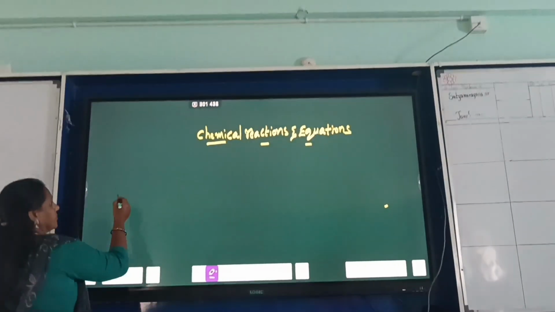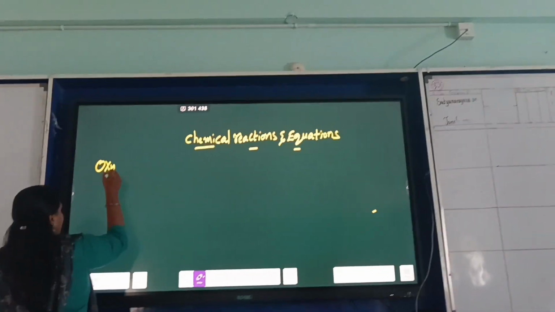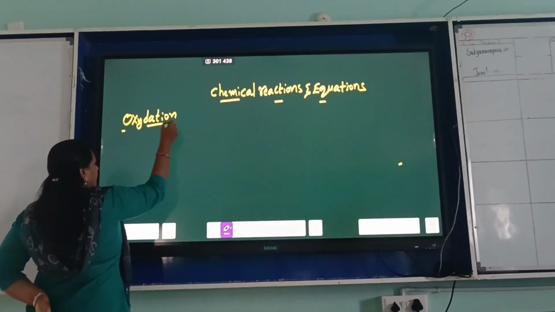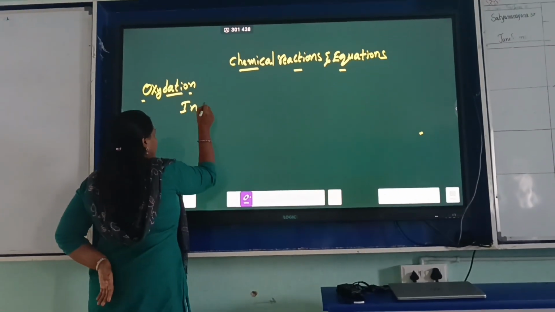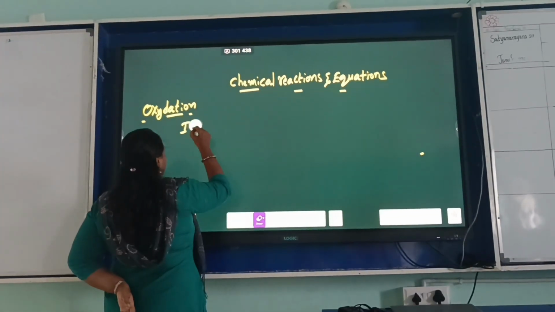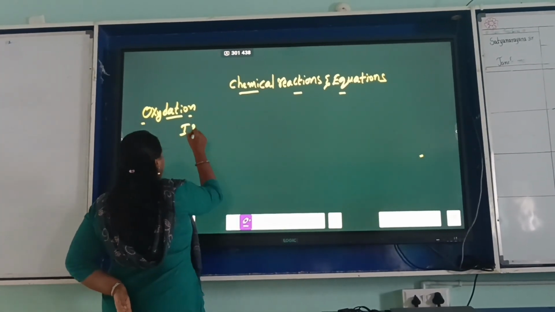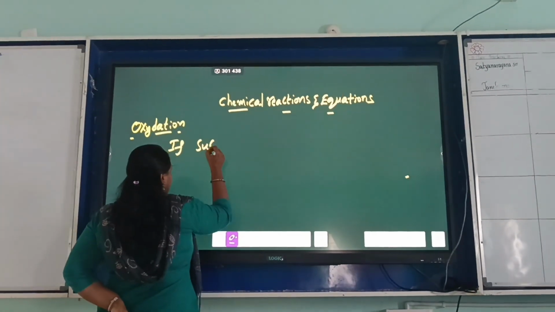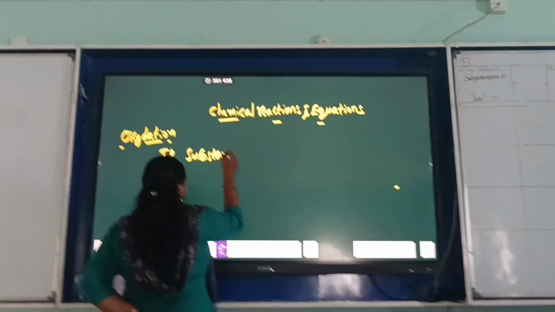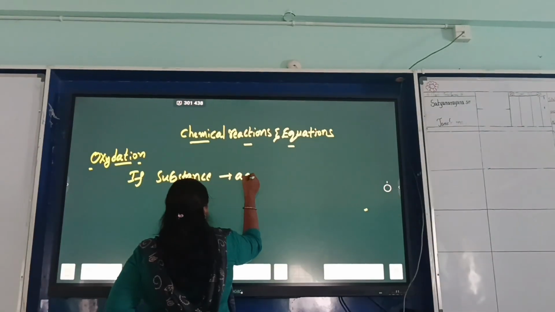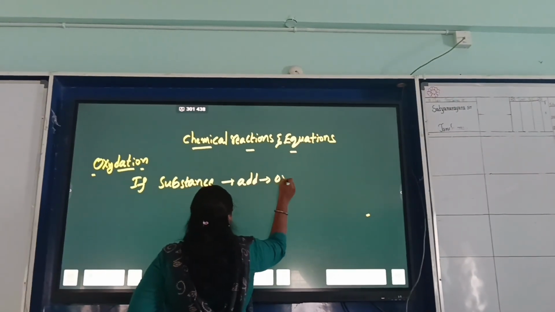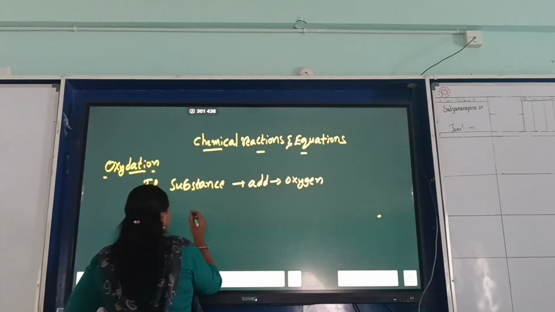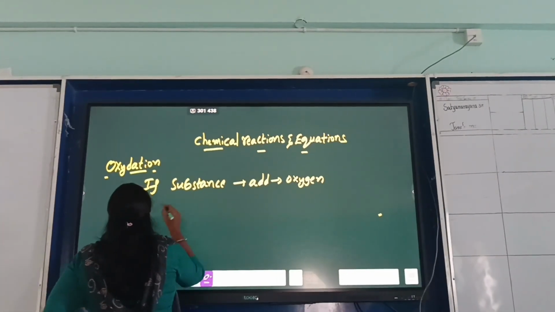One more example, sodium sulfate reacts with barium chloride to form barium sulfate and sodium chloride. This is also a double displacement reaction. Okay, the next topic is oxidation and reduction. What is oxidation and what is reduction? If a substance gains oxygen during a reaction, it is said to be oxidized. If a substance loses oxygen during a reaction, it is said to be reduced.